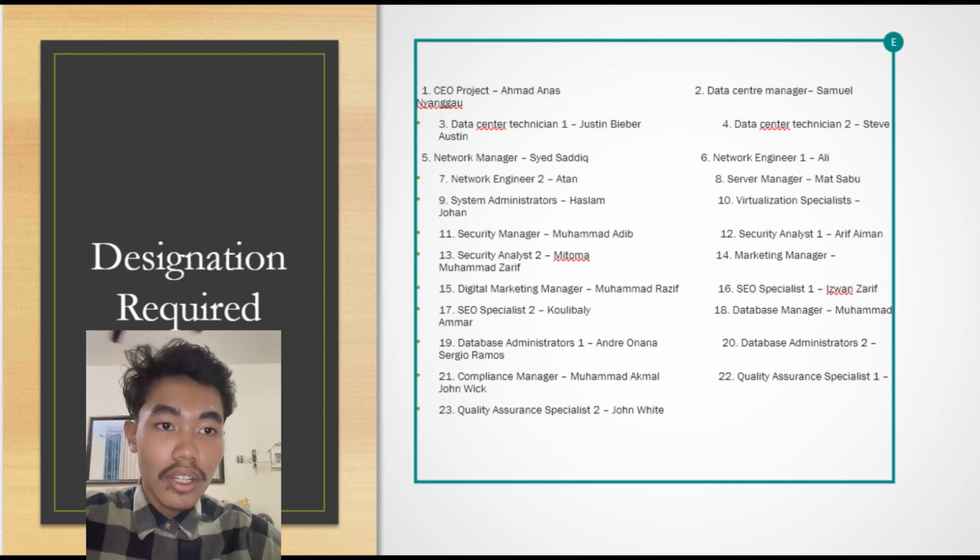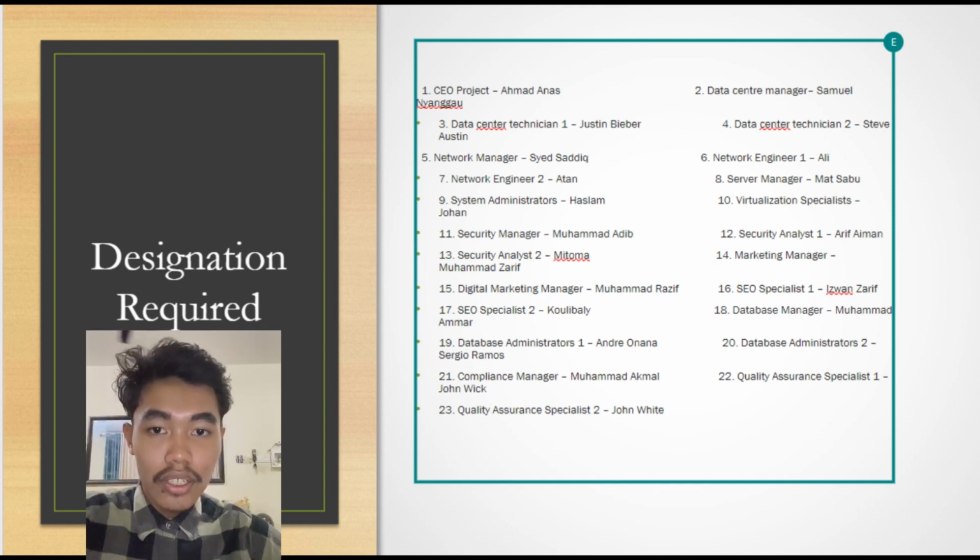So for the next function, we have database manager, which is Muhammad Amma. Database manager is to oversee database systems, performance tuning, and high availability solutions. And under the database manager, we have database administrator 1 and database administrator 2, which are Andre Onana and Sergio Ramos. So database administrator is to handle database setup, maintenance, and optimization.